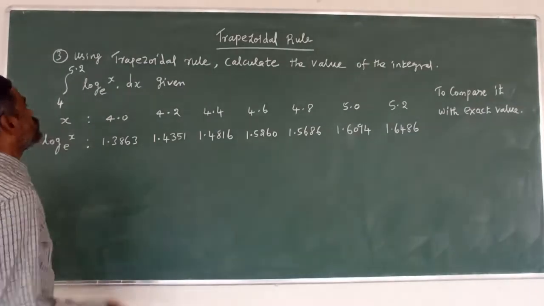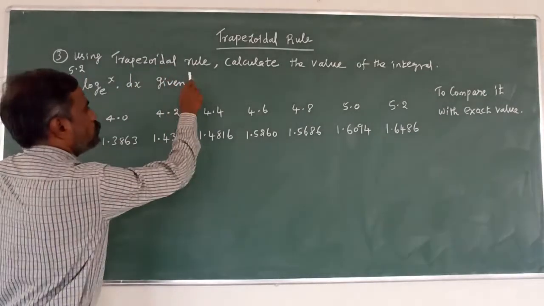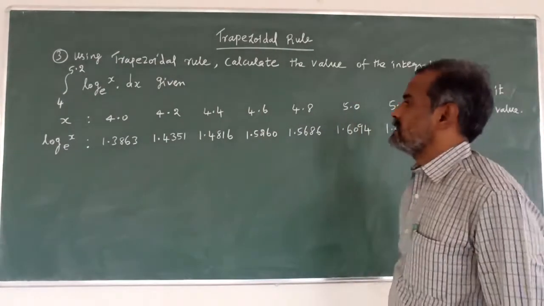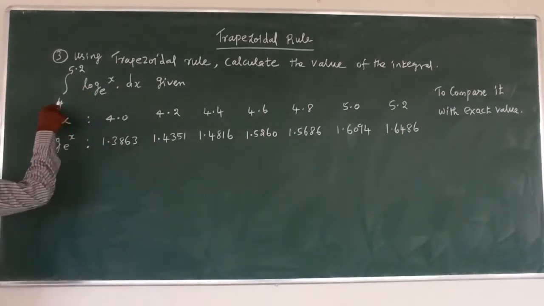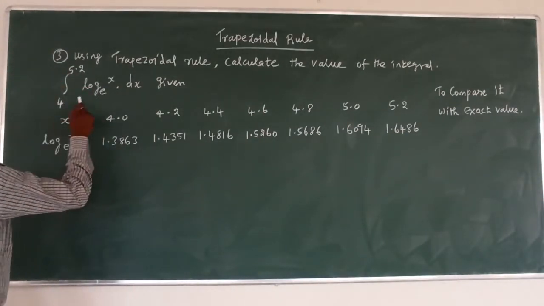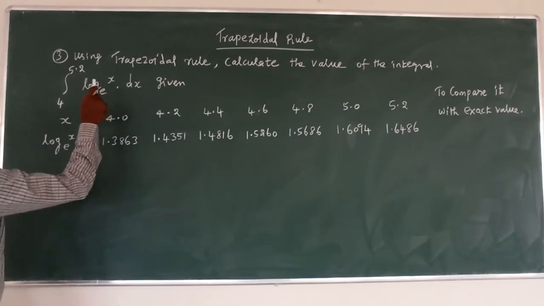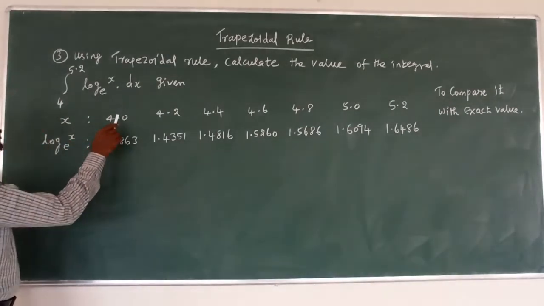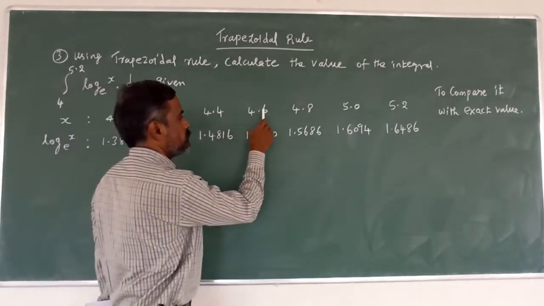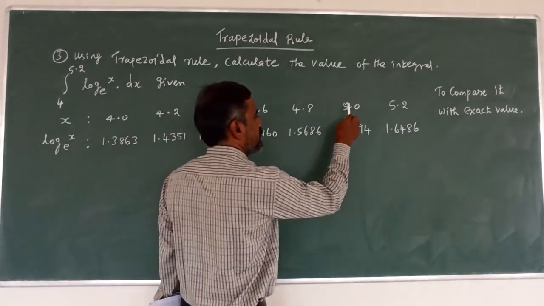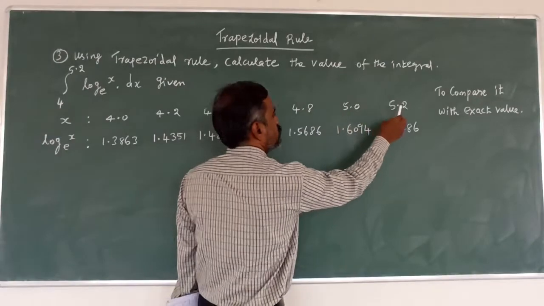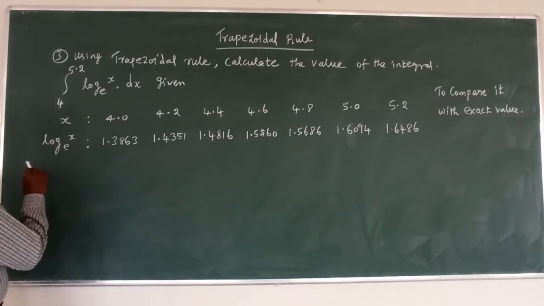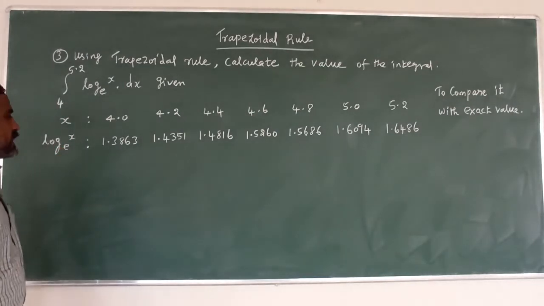Third sum in trapezoidal rule. Using the trapezoidal rule, calculate the value of the integration from 4 to 5.2 of log e x dx, given x values 4.0, 4.2, 4.4, 4.6, 4.8, 5.0, 5.2, and the corresponding y equal to log e x.